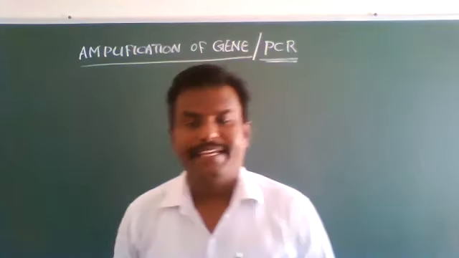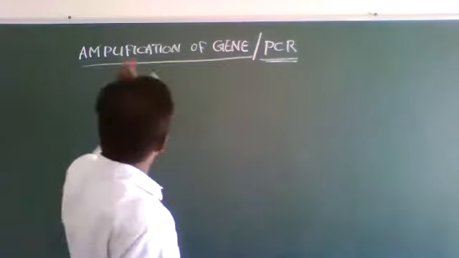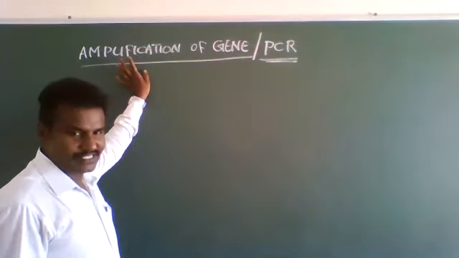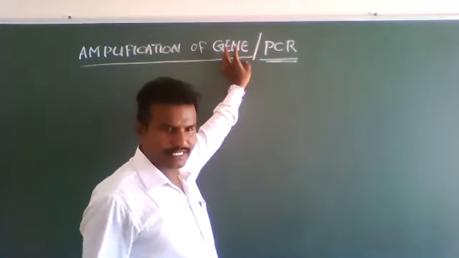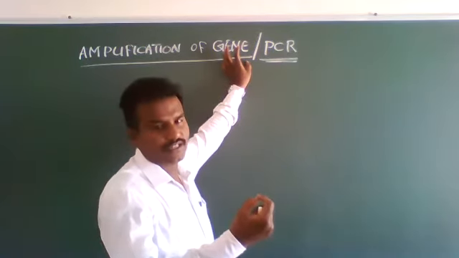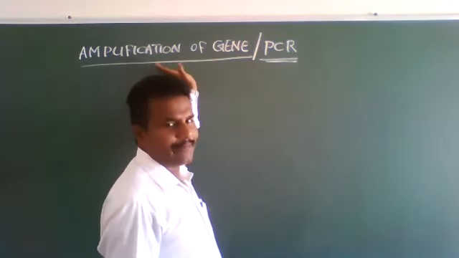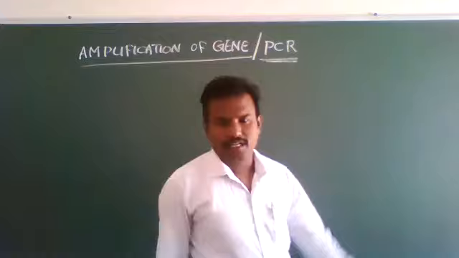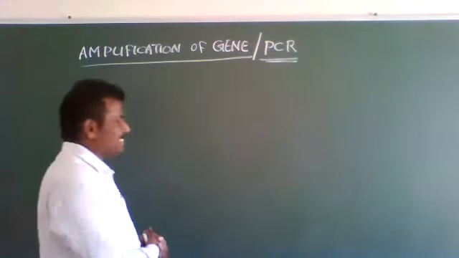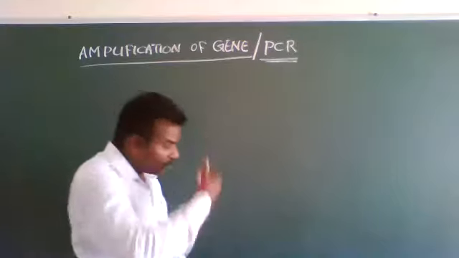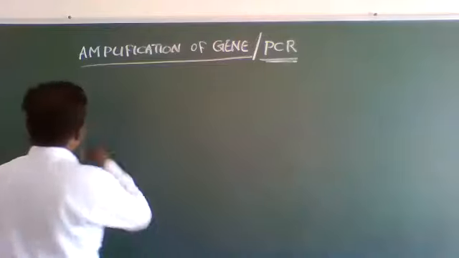Amplification of the gene of interest using PCR. Amplification means multiplication of the gene of interest, whether from a plant or an animal. That gene is multiplied using the technique polymerase chain reaction. This technique was introduced by the scientist Kary Mullis in 1983.